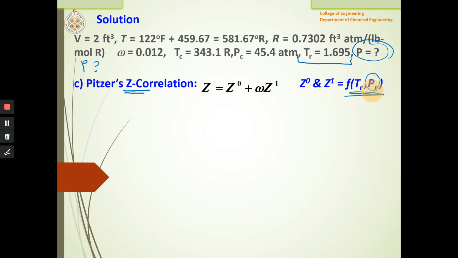Okay, the trick is, since you don't have any pressure and you want to get Z0 and Z1, the only solution here is to start with an initial guess.